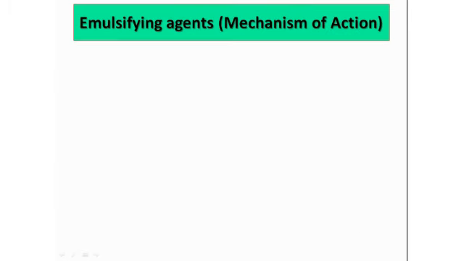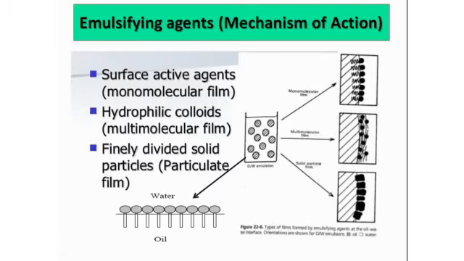Now how does an emulsifying agent work? That is the mechanism of action. Here, this is a surface active agent, that is a surfactant. They generally form a monomolecular layer, so you will find just a single layer of surfactant here. Suppose we have considered this for an oil in water type of emulsion. This is the oil droplet. In the surfactant molecule, the hydrocarbon tail will come towards the oil phase, whereas the polar head will remain towards the water phase. They will form a monomolecular film.